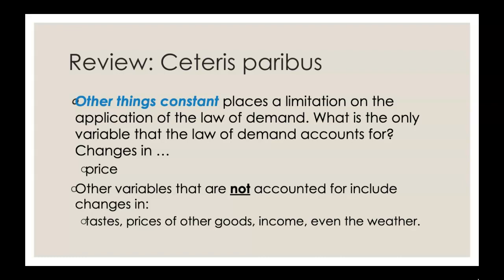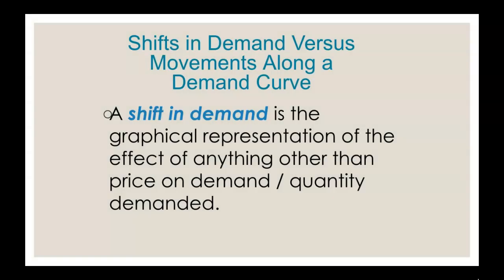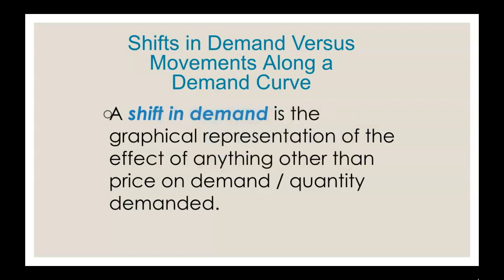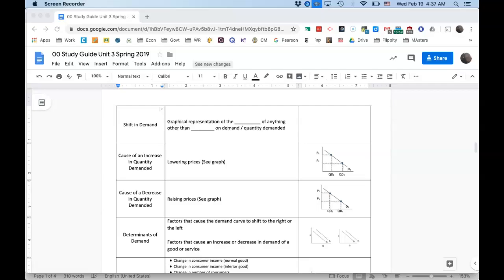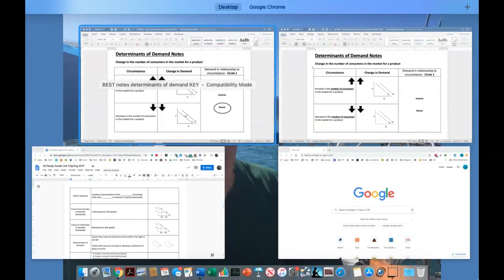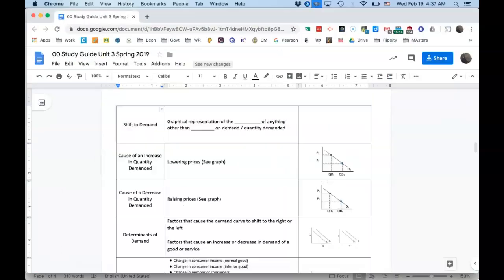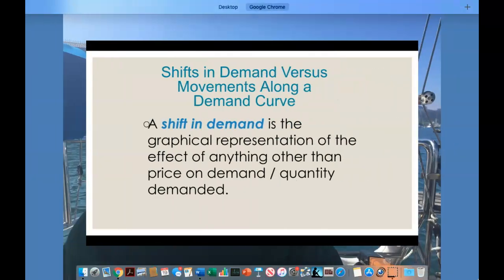And so we have to see how those things will affect the entire demand curve as opposed to just quantity demanded. So this goes into your study guide. A shift in demand is the graphical representation of the effect of anything other than the price on demand or quantity demanded. So make sure that you get this in your study guide in the first link. All right.